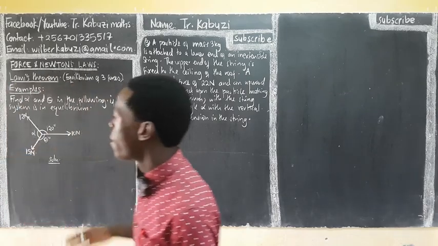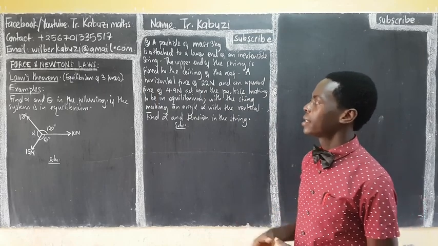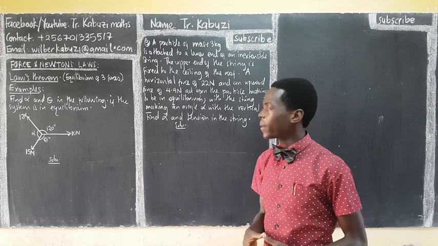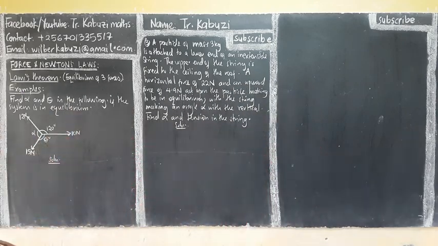Okay, let us see how we handle this example. In the previous one, we saw how we get the forces. Now let us see how we get the angles. Find alpha and theta in the following if the string is in equilibrium. Here I'm not going to use Lami's theorem because we have three forces and the string is in equilibrium.